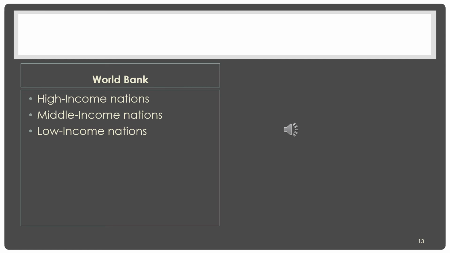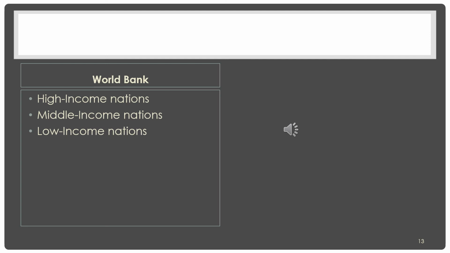Now let's look at middle income nations. The World Bank defines middle income economies as those with a GNI, or gross national income, per capita of more than $1,045, but less than the $12,746. So if the people in that country make more than $1,045, but no more than the $12,746, then those nations are being referred to as middle income nations.